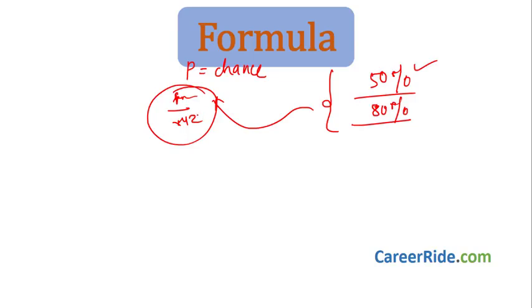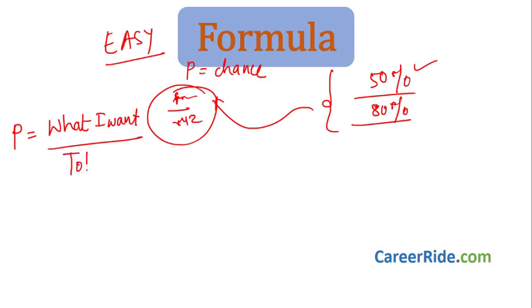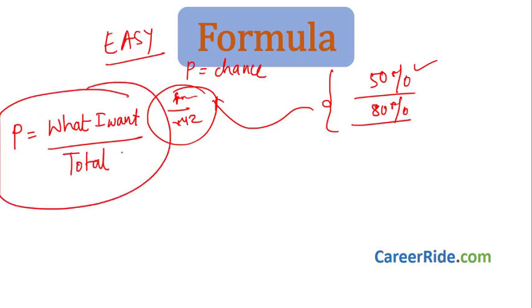Now let us see what exactly is the formula of probability. Instead of looking at some weird formula, we'll take a look at the formula of probability in a very easy language. So what exactly is probability? Probability is nothing but what I want divided by total. This is a very easy format of what we call probability. If you remember this, probability is nothing but what I want divided by total, you will be able to solve all the sums related to probability.